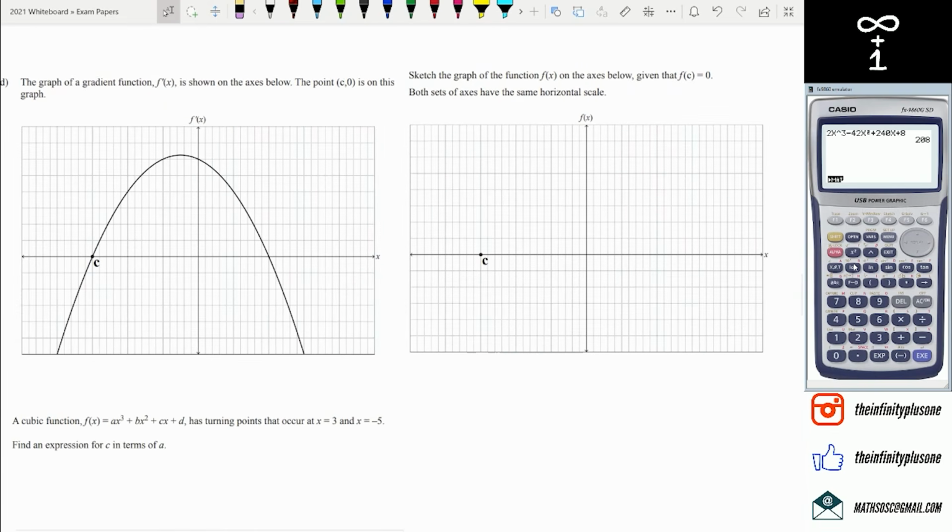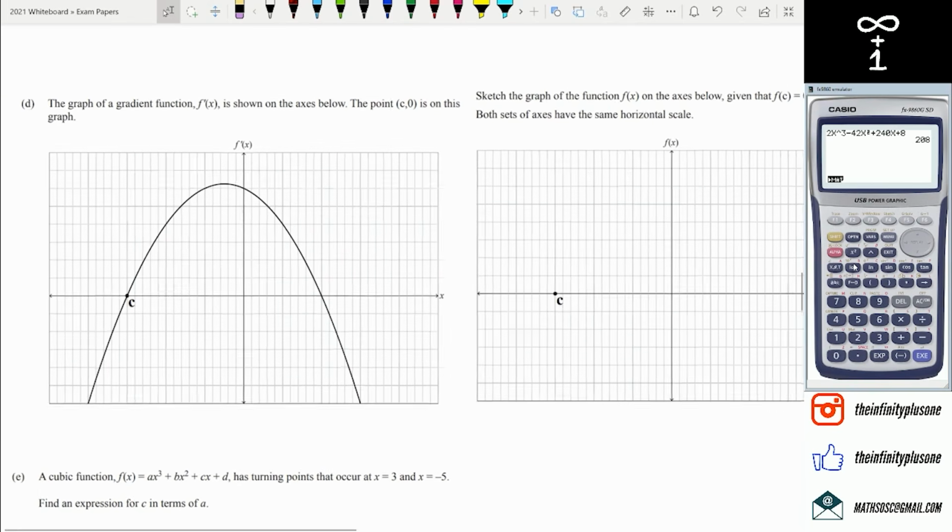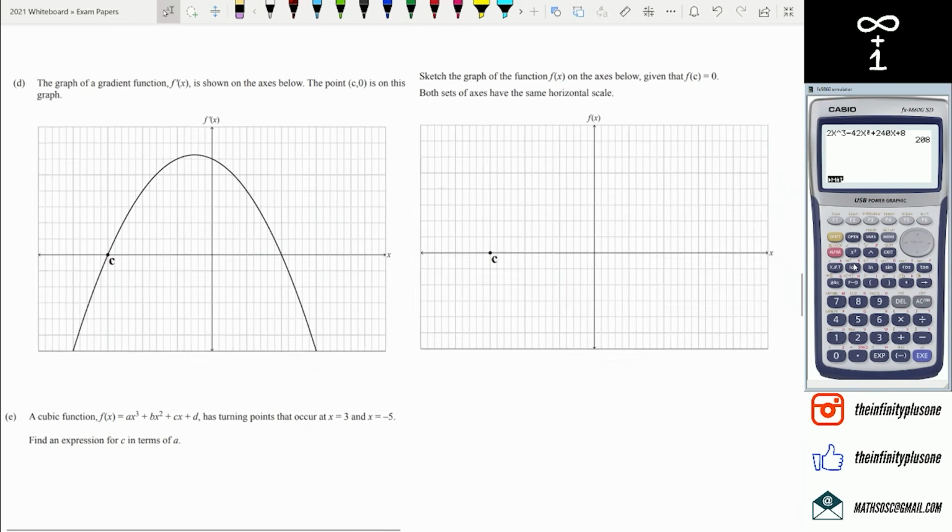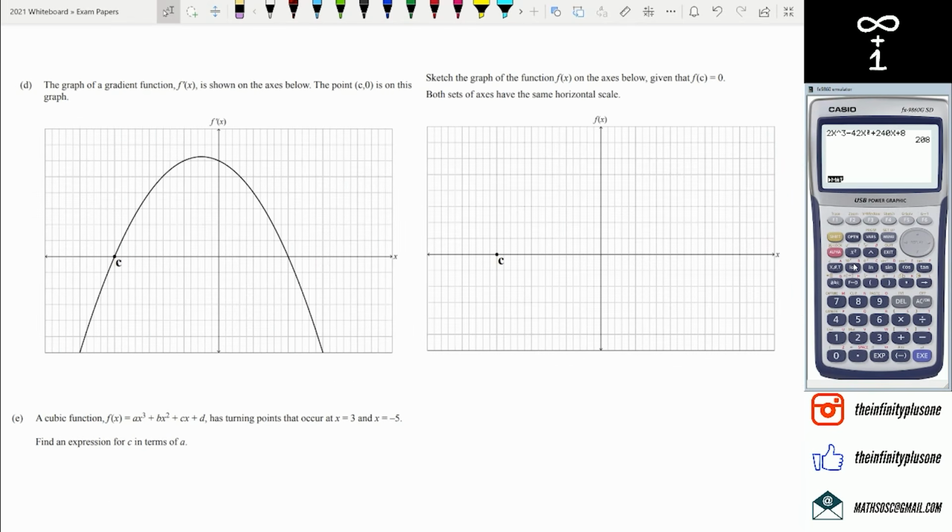sketch the graph kind of questions. As you can see, it's pretty hard for me to do, but I'm going to try my best here. So for question D we've got the gradient function. As I said to you, this is a negative parabola. If I integrate it, because I'm supposed to draw the original function, I am going to get negative x cubed over 3. So basically, I'm going to get a shape that looks like this.